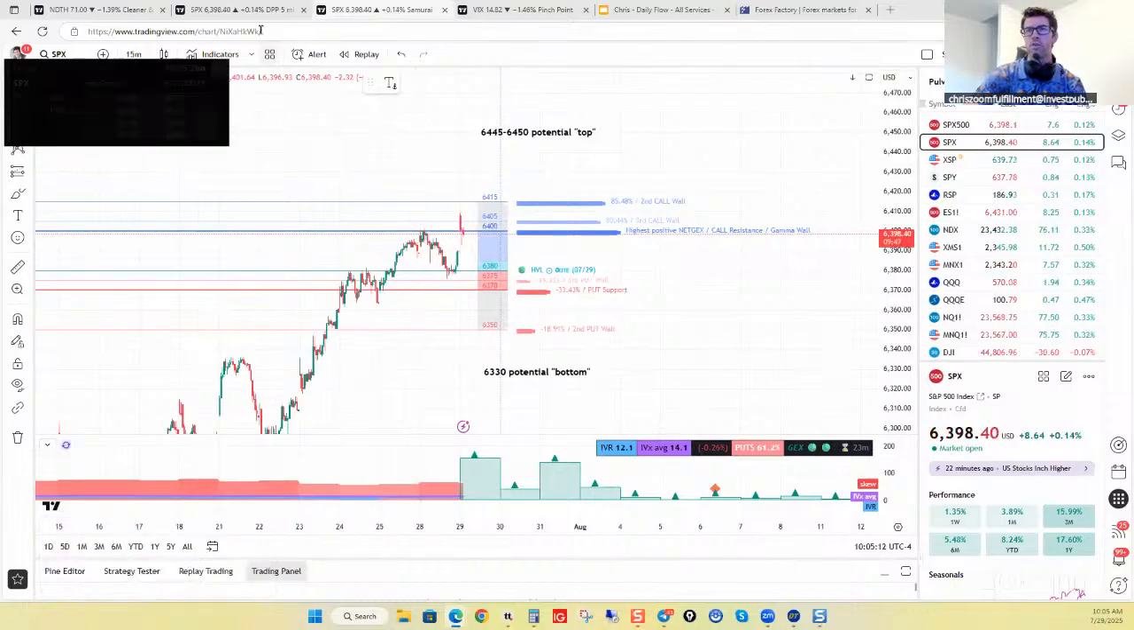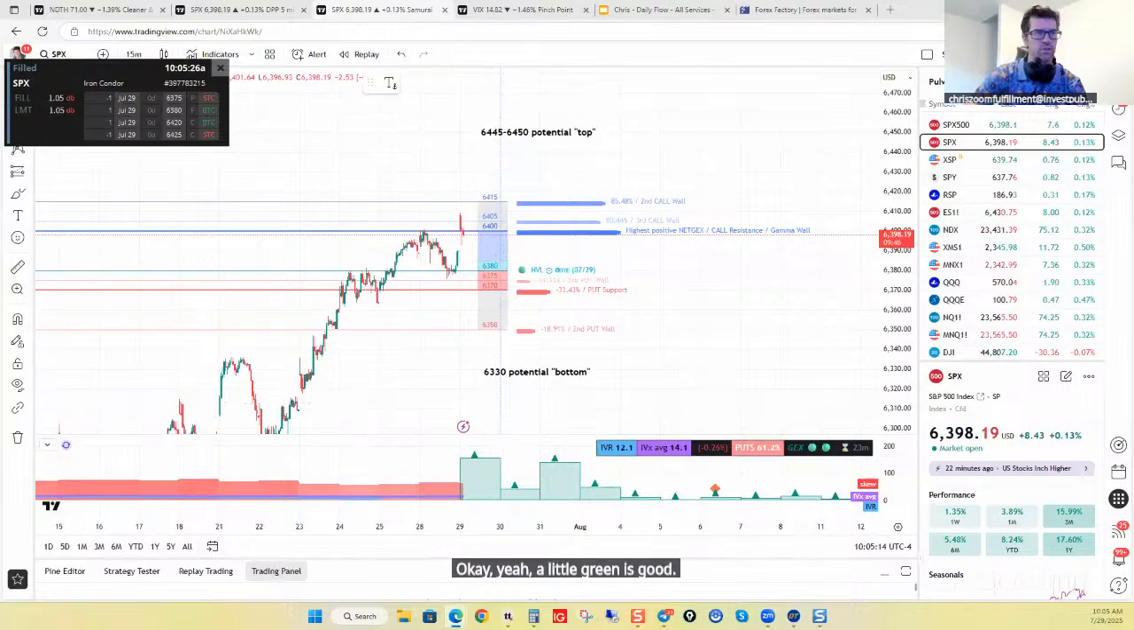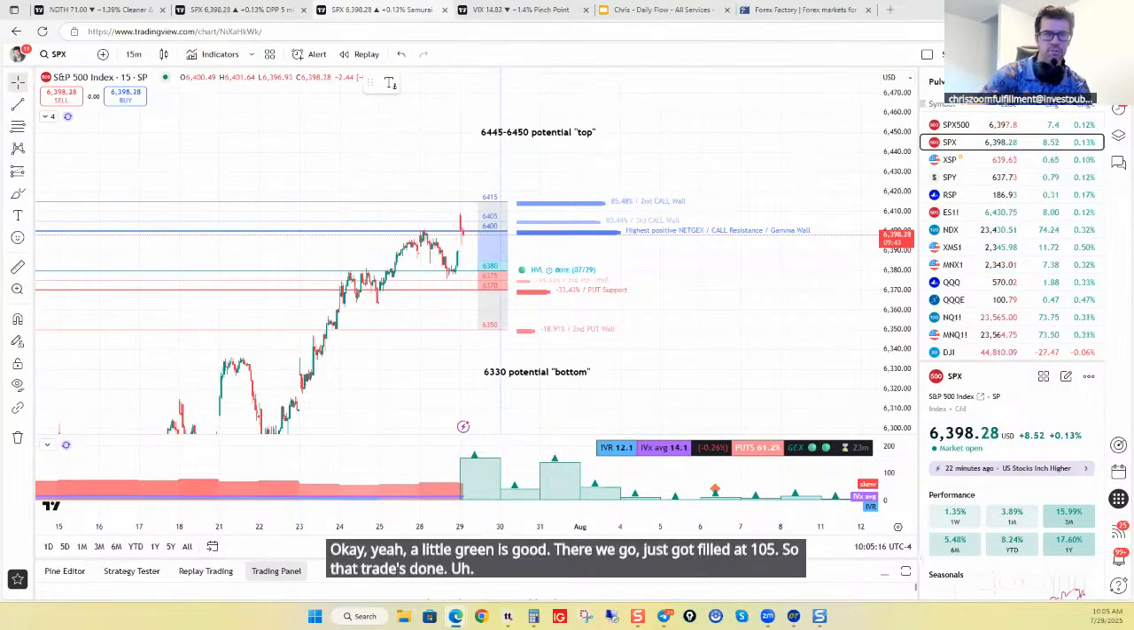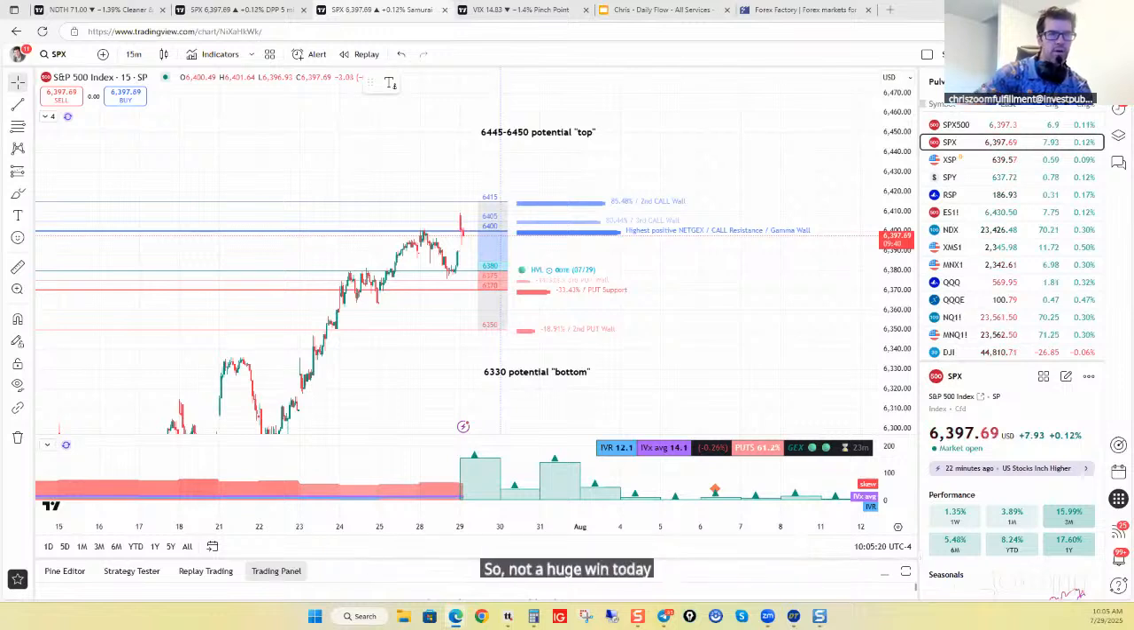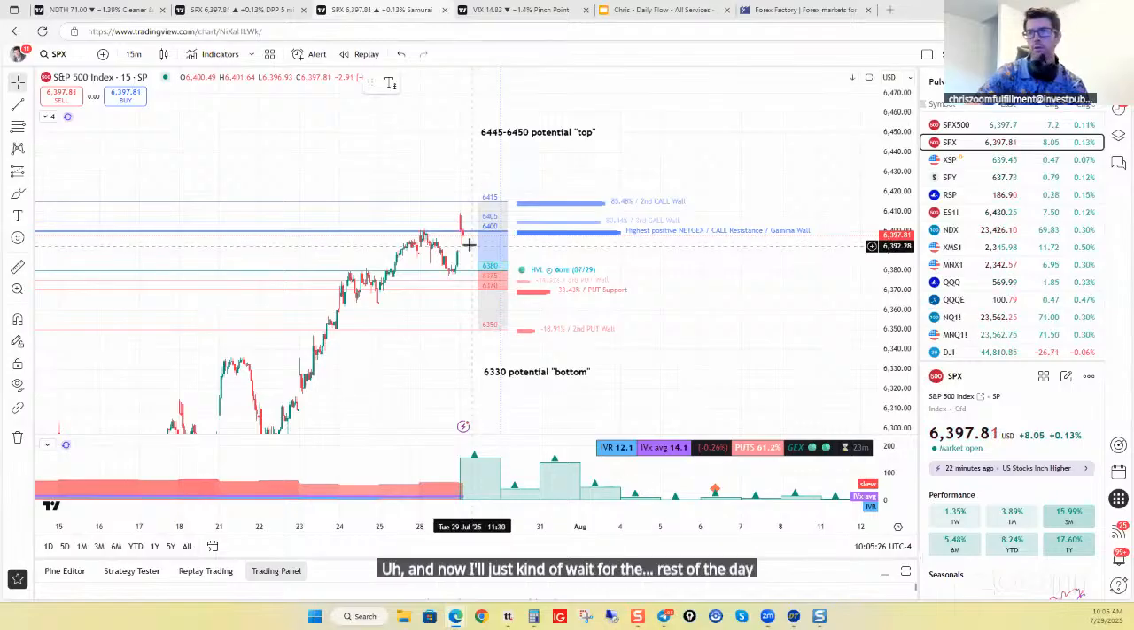Okay. Yeah, a little green is good. There we go. Just got filled at 105. So that trade's done. 105 is my closing order. So not a huge win today, but enough to take it quickly. It's fine. And now I'll just kind of wait for the rest of the day to kind of unfold.